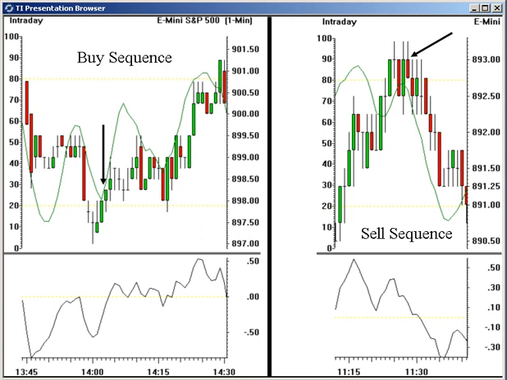After the DS and MACD hook down, we get our confirmation candle, which is indicated by the black arrow. This is where we would enter the market.